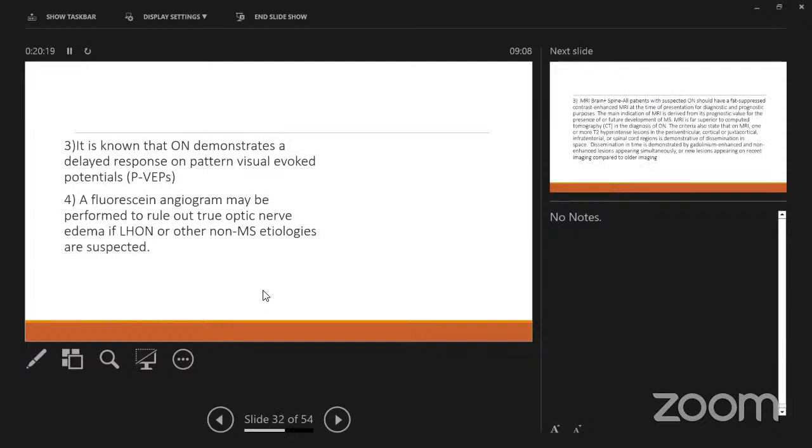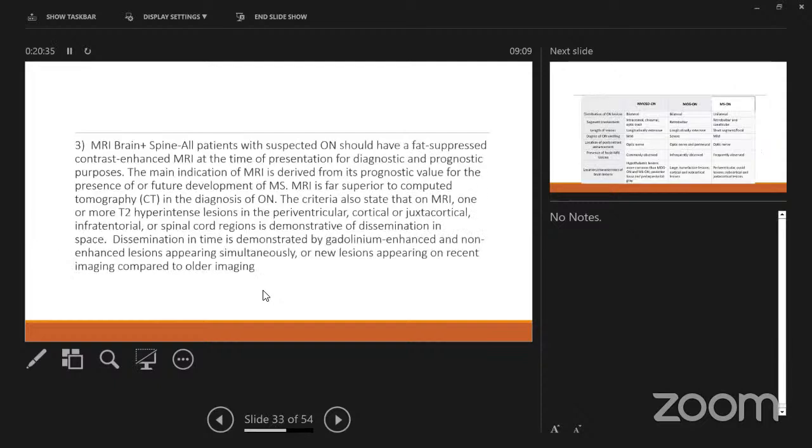Then in VEPs, there will be a delayed response on pattern evoked potential, and fluorescein angiography can be used to rule out true optic nerve edema if differentials like LHON or other non-MS etiologies are suspected. Then the most important investigation is MRI brain.